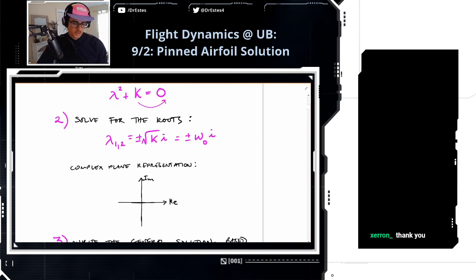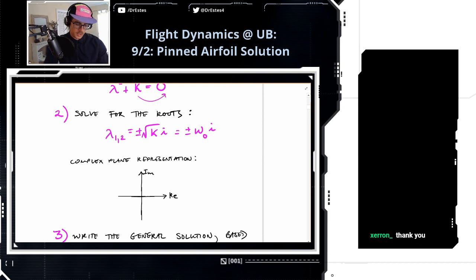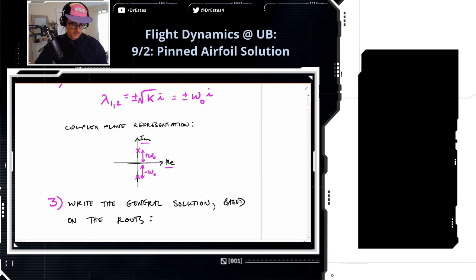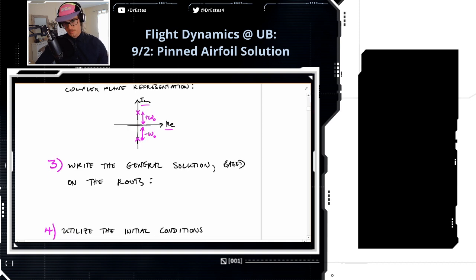It's popular to view roots in the complex plane. So we have the imaginary axis and the real axis. If we were to draw these in the complex plane, we would have one at positive omega naught, just living there on the imaginary axis, happy as can be. And we have the other one down here. Do you remember the general solution for purely imaginary roots?